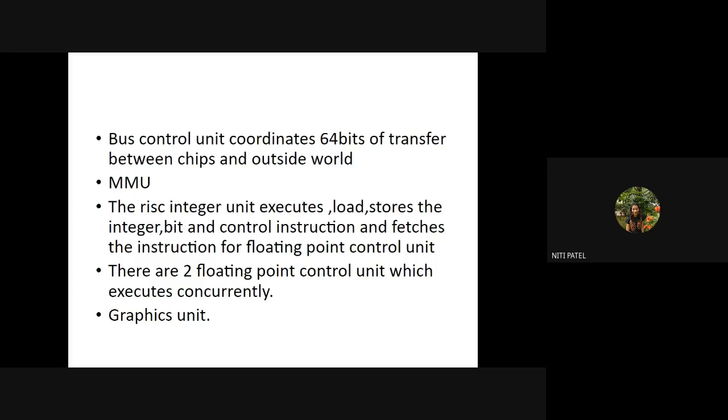So your decimal integer values are separated from the floating values. Integer goes directly into the RISC integer unit, but your floating point first goes into the floating point control unit. From there, they are taken by the RISC integer, which is the ALU, for the execution. And again, the result is stored back into the floating point control unit.